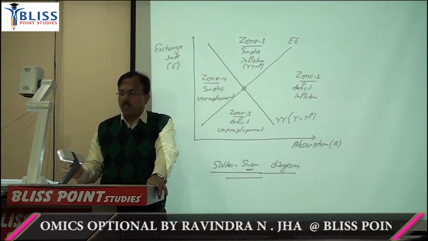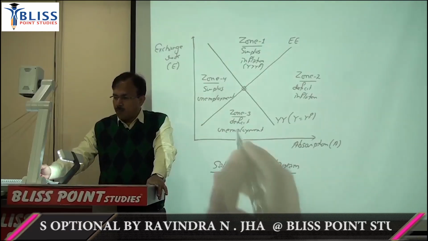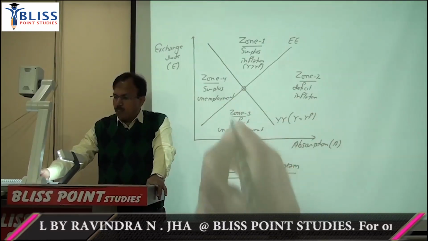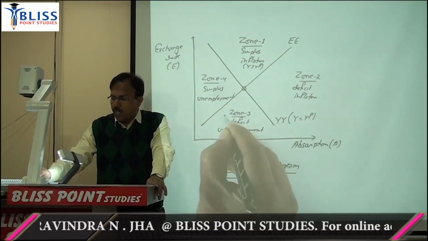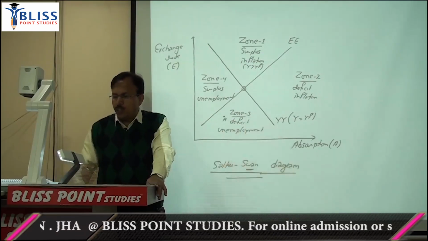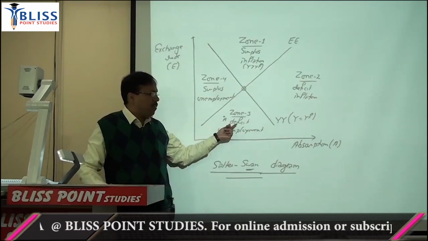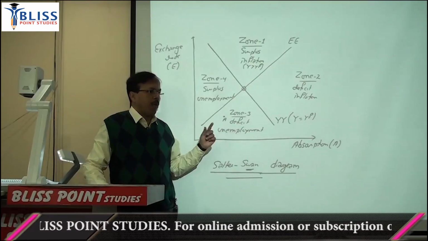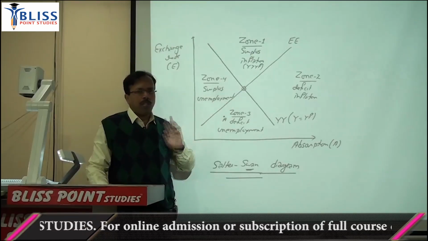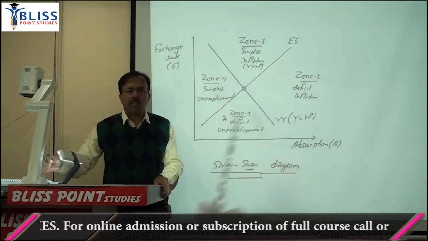In the next paragraph, starting from a point — you can take the starting point anywhere, but suppose I start with point A and I position point A in zone 3. So in zone 3 we have deficit and unemployment. So you may begin with any point. If the condition is specified in the question, then you have to start with that point.